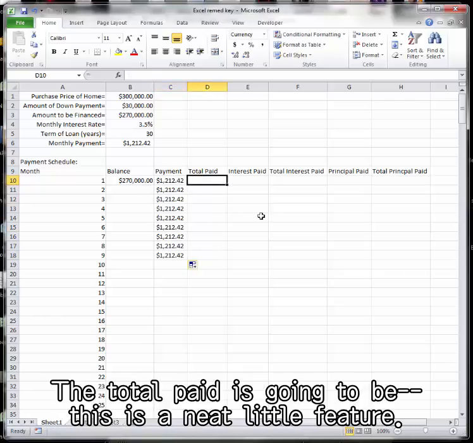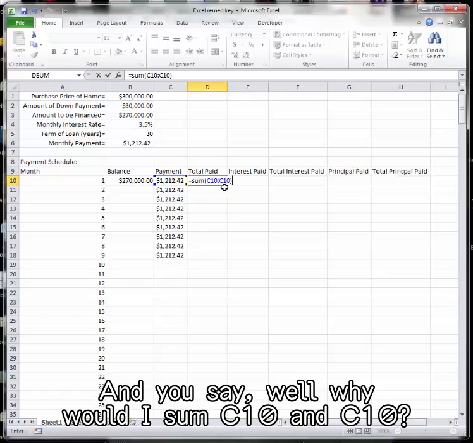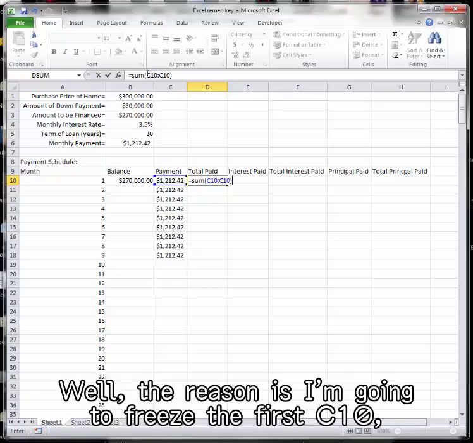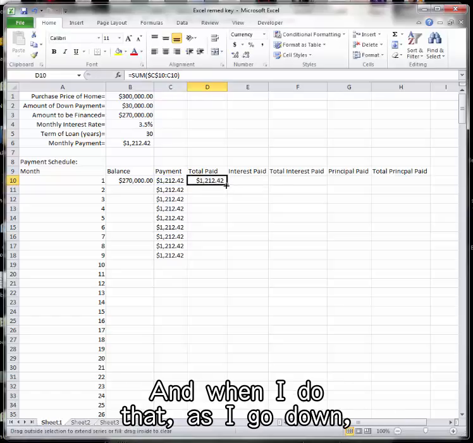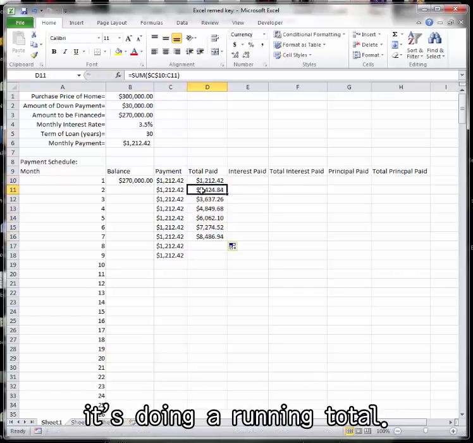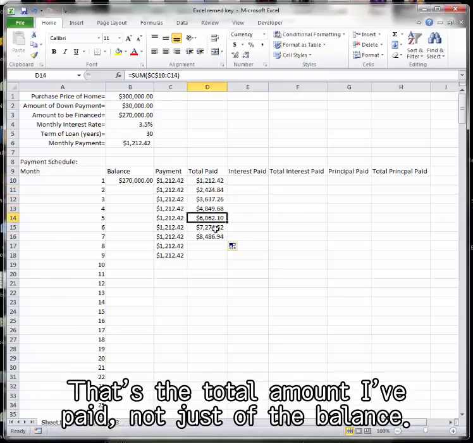The total paid is going to be, this is a neat little feature, you say equals the sum of this, and then colon and do itself. And you say, well, why would I sum C10 and C10? Well, the reason is I'm going to freeze the first C10, make it an absolute reference with the F4 key. And when I do that, as I go down, it's doing a running total. Now it's C10 to C11, now it's C10 to C12. That's the total amount I've paid, not just of the balance.